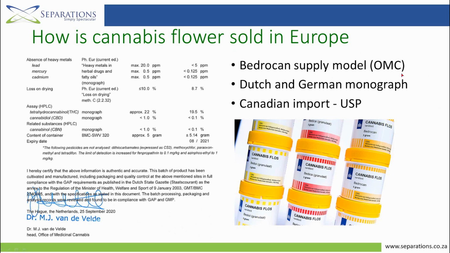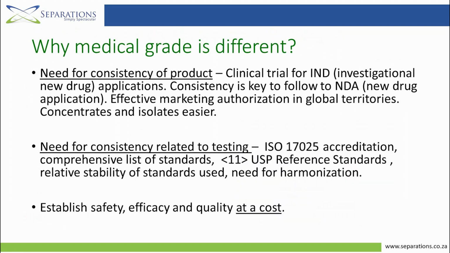So the Bedrocan model is really one that's been working in Europe for a while through the Office of Medical Cannabis. There is a Dutch and German monograph available. They supply most of the flower within, obviously, the Netherlands, and they've been exporting to Germany and other European regions for quite some time. For the European regions that are importing from Canada, they tend to follow what would be a USP method, and I'd like to outline that and review that in comparison with the European Pharmacopeia.